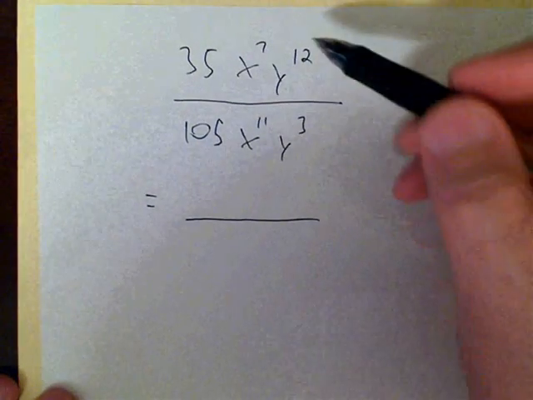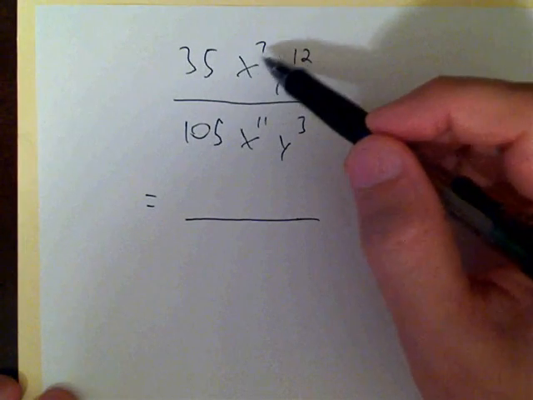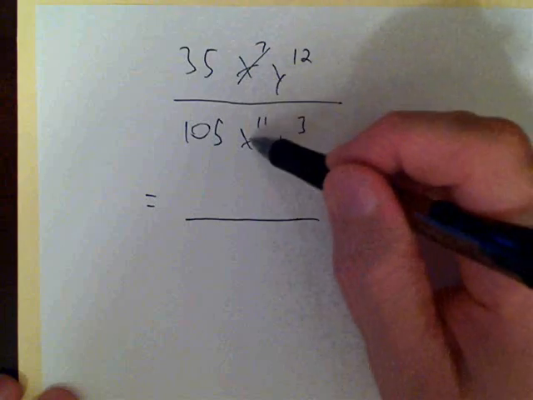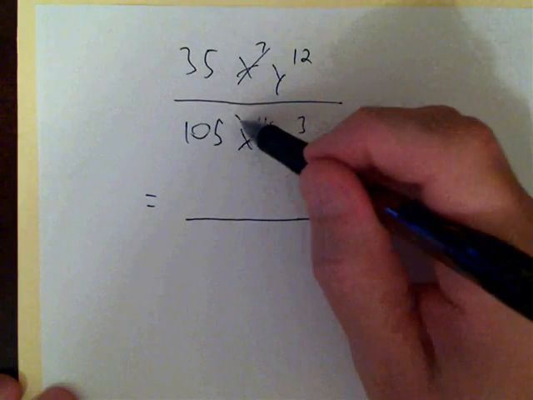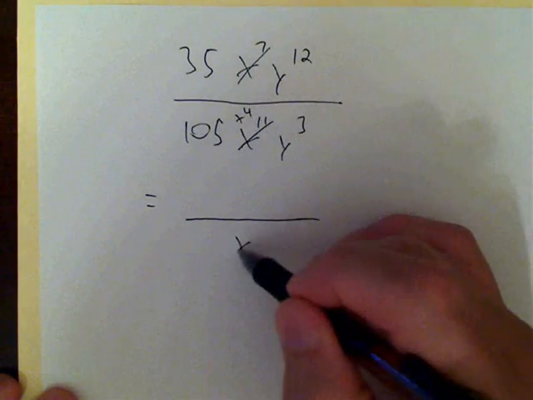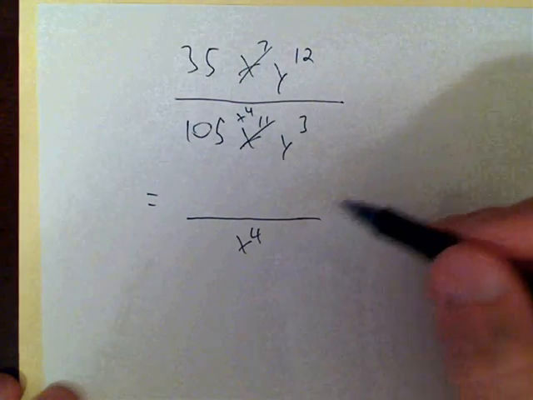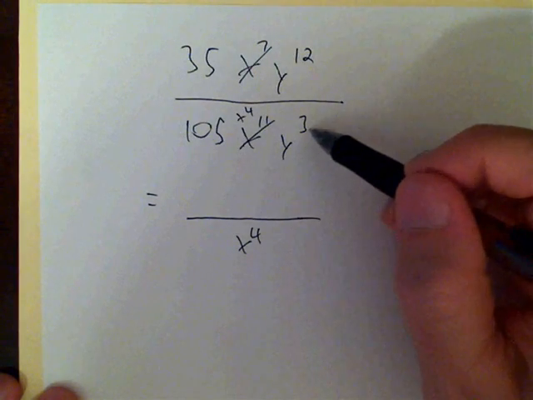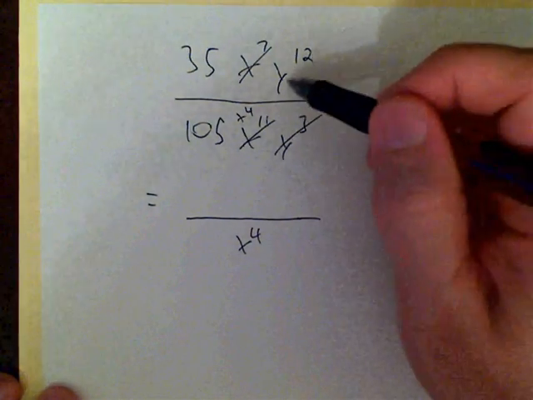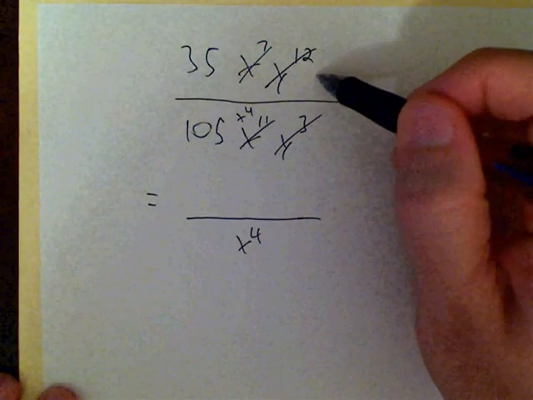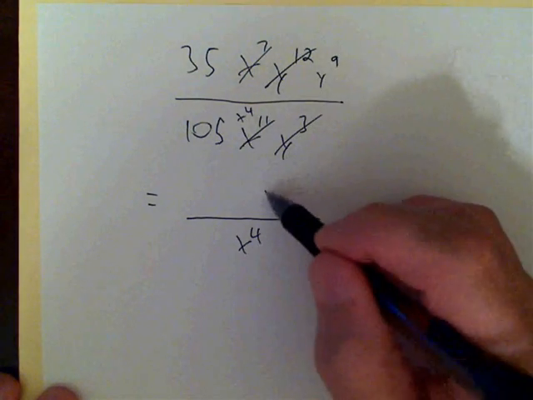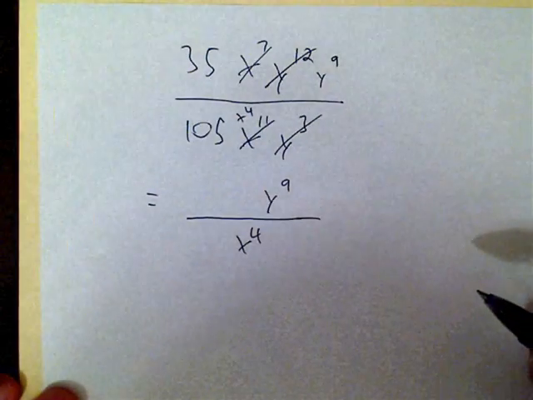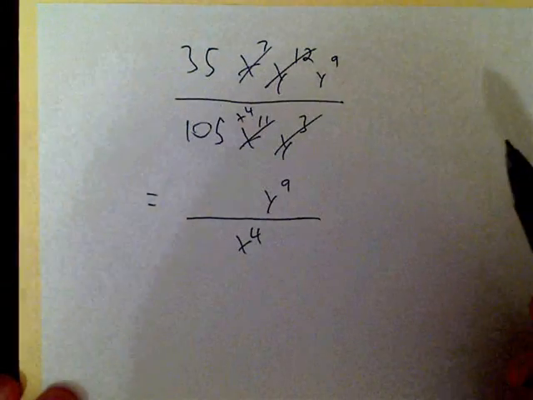These 7 x's on top are going to cancel 7 of these x's on the bottom, leaving 4 on the bottom. Can you see that? These 3 y's on the bottom are going to cancel 3 of these y's on top, and it's going to leave 9 on top. If you can see that without having to write them all out, it's going to save you a whole lot of time and a lot of headaches also.